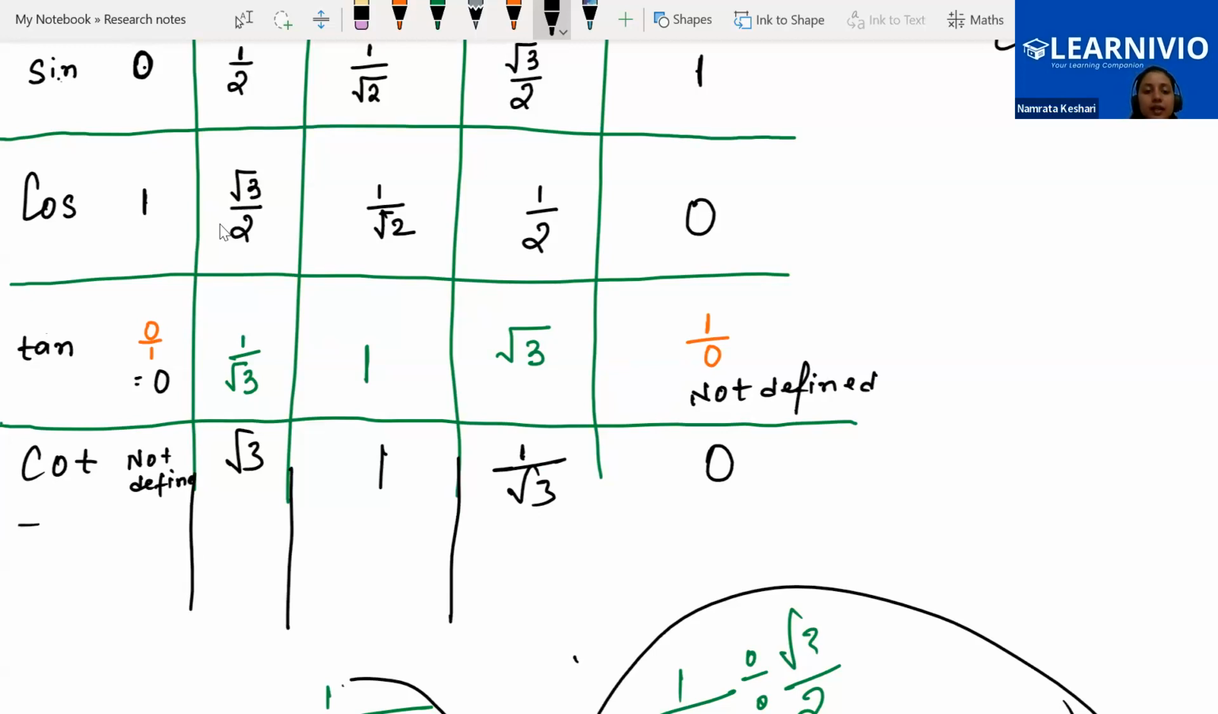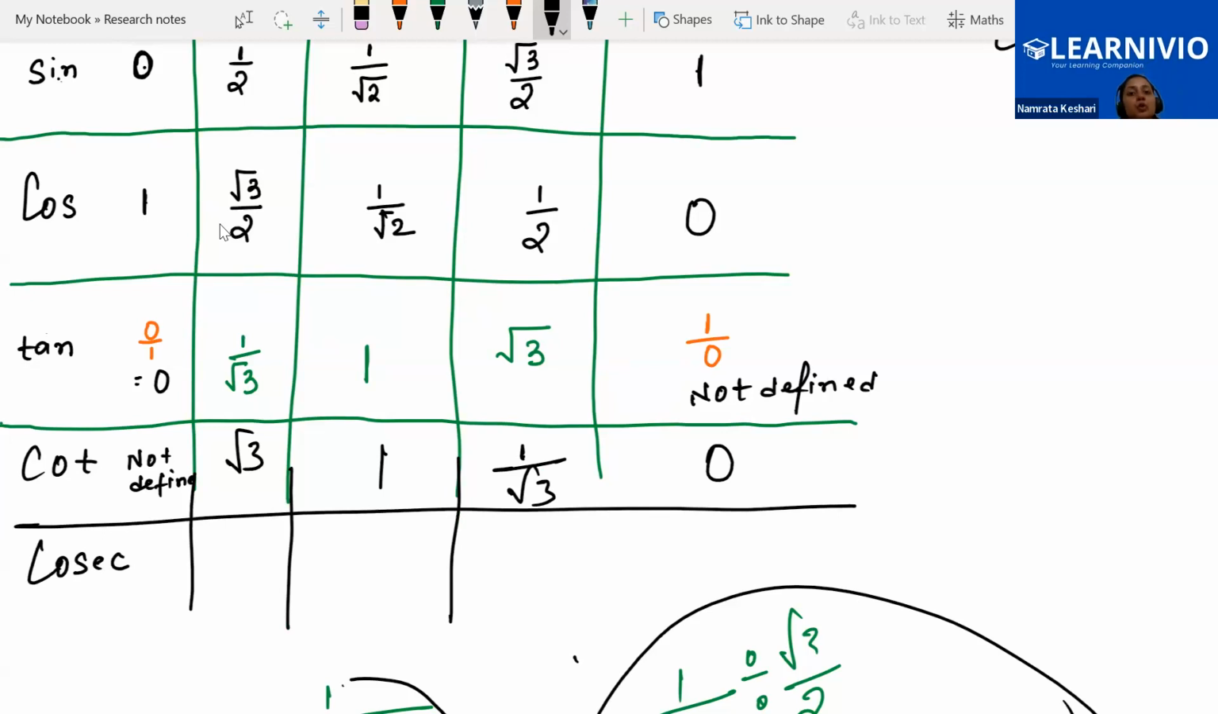Let's write sec and cosec also. Cosec 0 degree. Cosec is just the reciprocal of sine. Whatever sine value is there, we will take 1 by that value and we will get the cosec value. So sine 0 is 0. If we do 1 by 0, that is not defined. So here we will write that it is not defined.